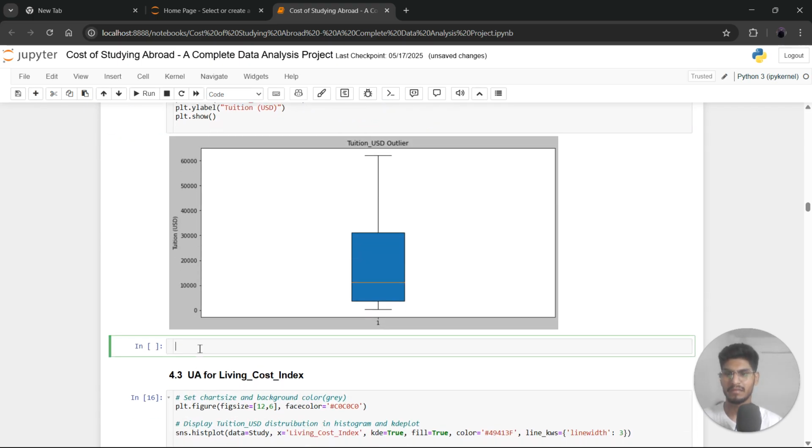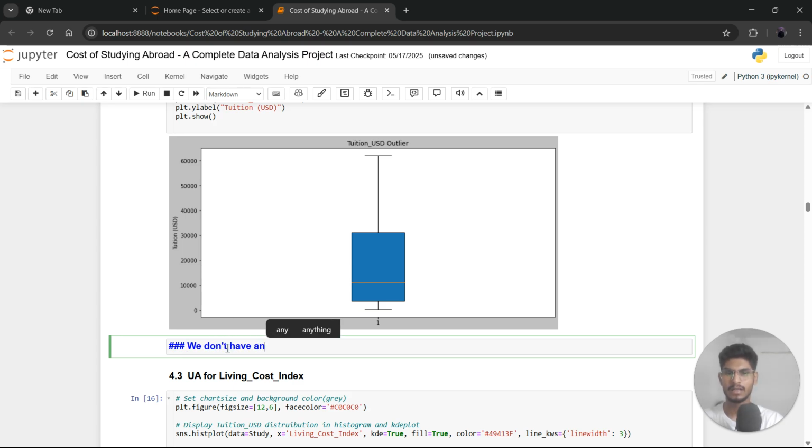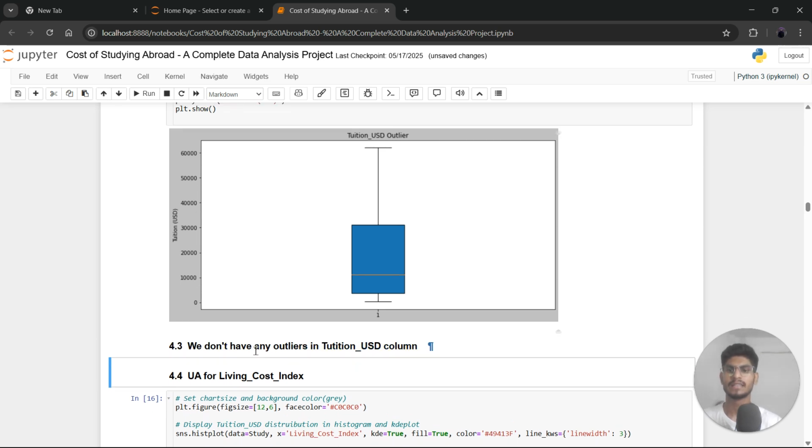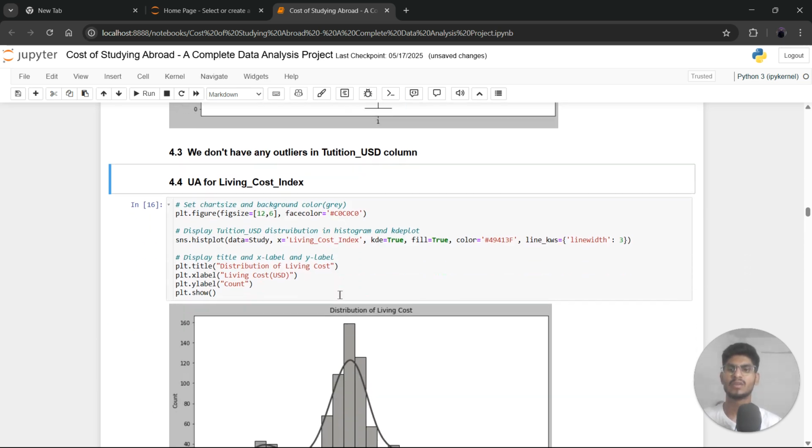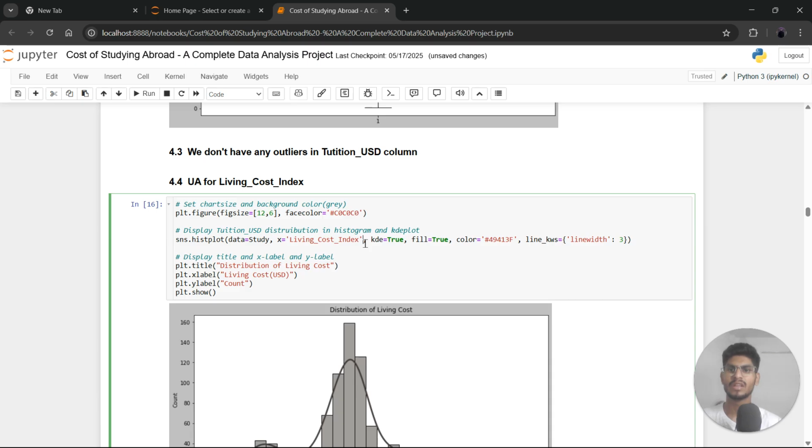By going here, we will go to markdown, and we will write down we don't have any outliers in the tuition USD column. So we can write down like this. Then we are going for the living cost index.